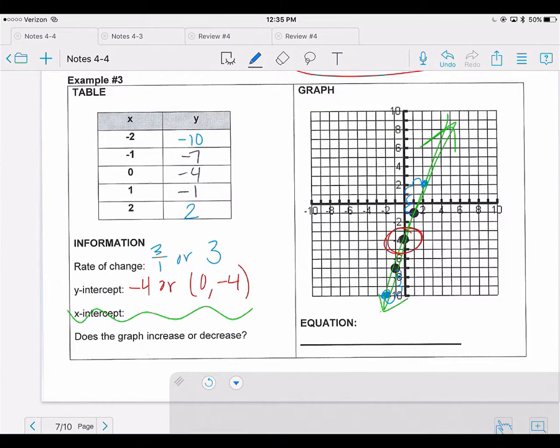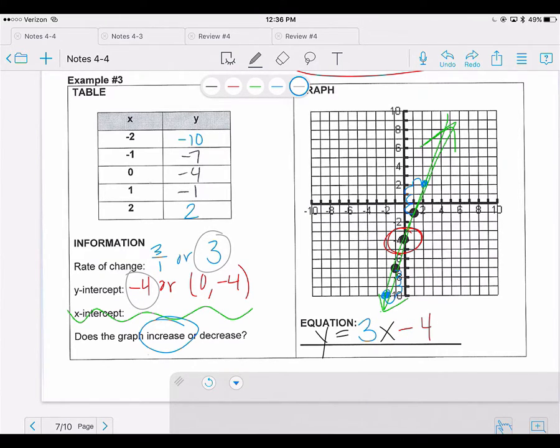My slope, now that I've drawn it, or you can look at, it's a +3, so it must be increasing. So when I write my equation, y equals, it's an equation, so you always need an equal sign, 3x minus 4. Note, I color-coded them for you so you can see where those colors go.